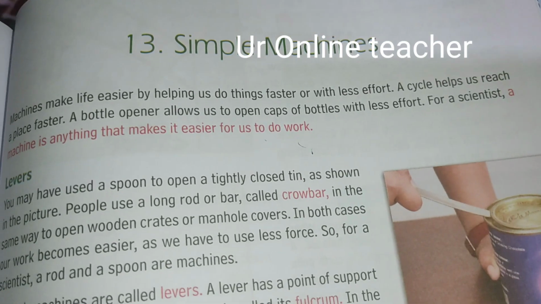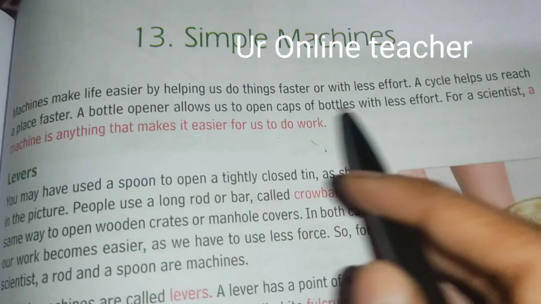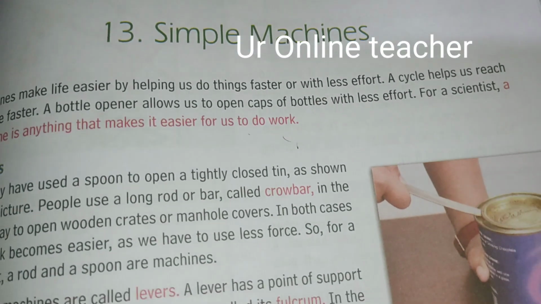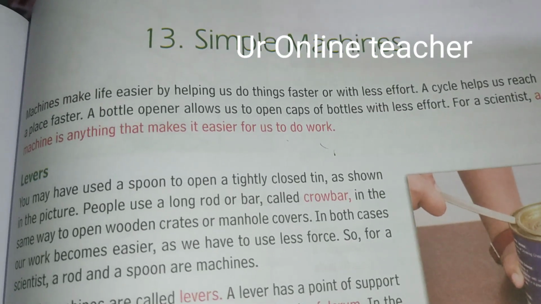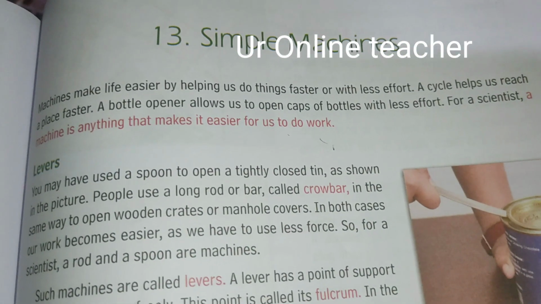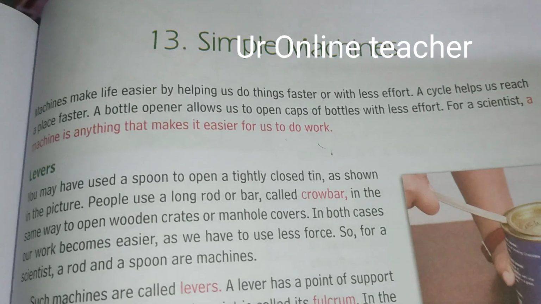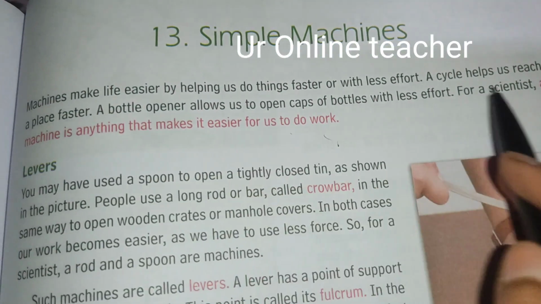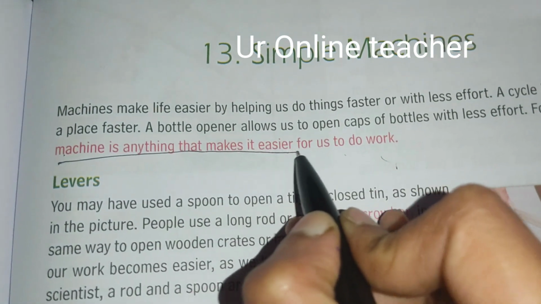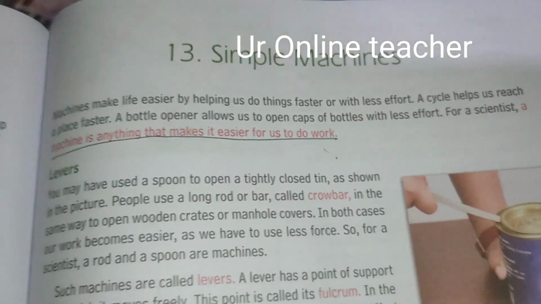A cycle will help us to reach a place faster. If we are going by walk, it will become late. If we go by cycle, we can reach fast. Even by bike, we can reach fast. So, machines will help us to do things very fast and with less energy. So, you can write, what is a machine? A machine is anything that makes it easier for us to do work.